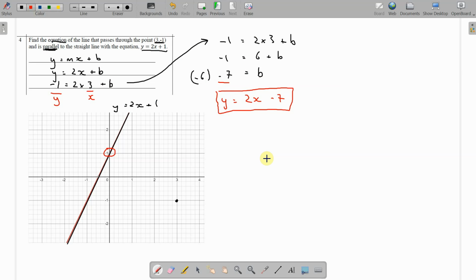If you did one that had to be perpendicular, you do everything else the same, except that would be inverse and change sign. So that's that one there.